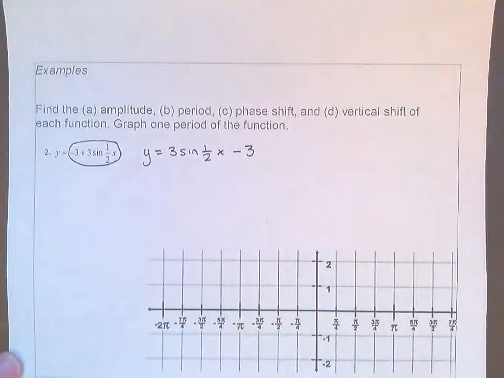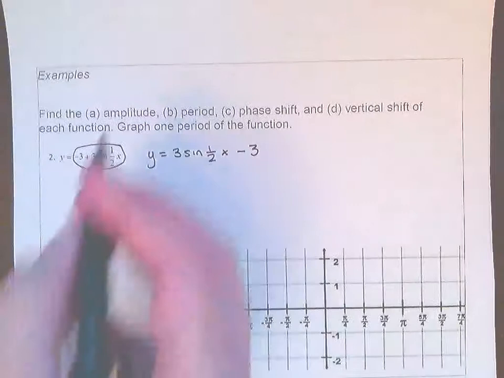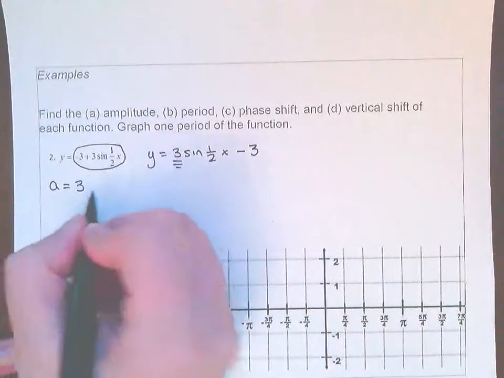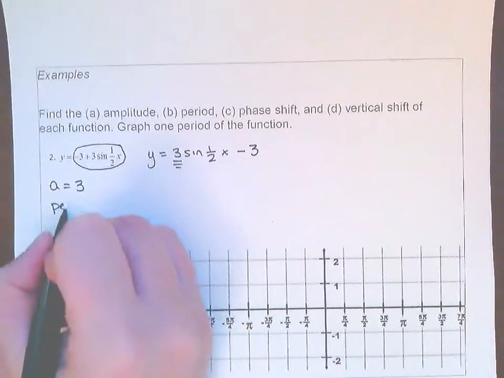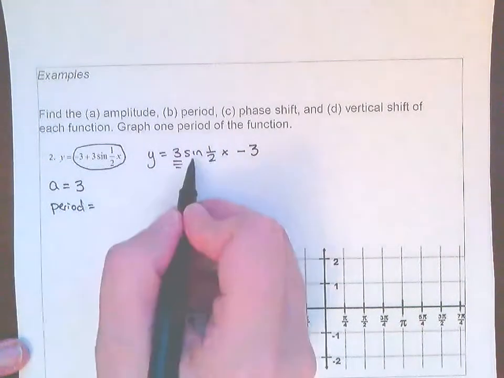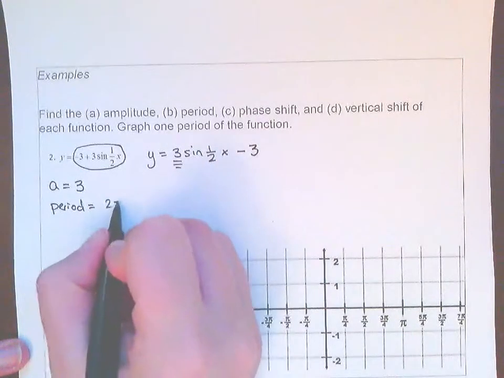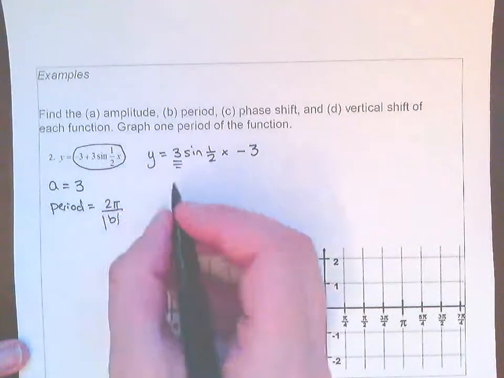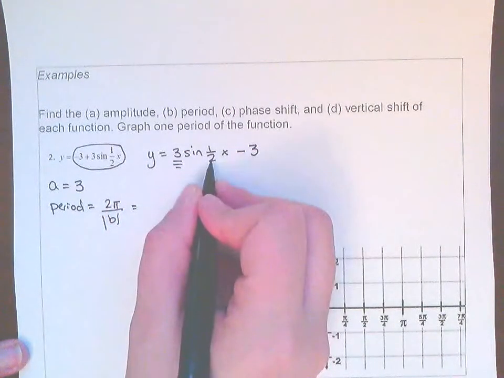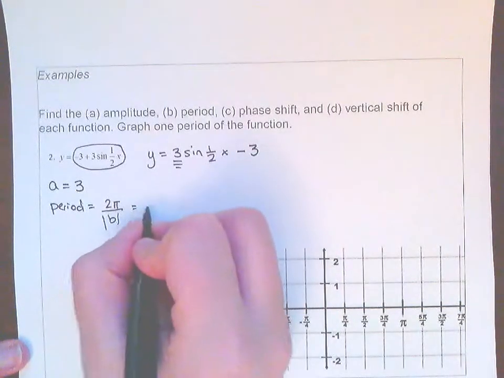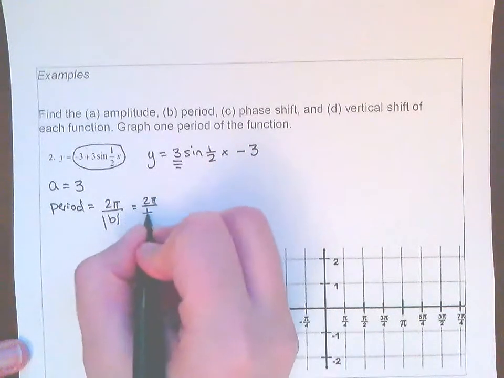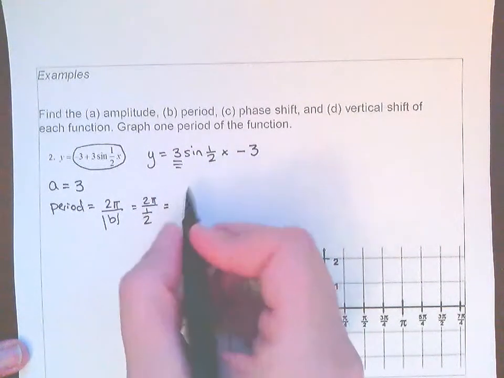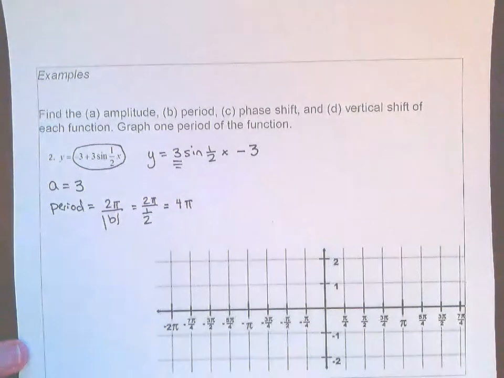Okay, excuse that interruption. So now let's identify the amplitude. The amplitude here again is 3. Our period, since it's a sine function, is going to be 2 pi over the absolute value of b, and in this case b is 1/2, so it's 2 pi over 1/2, which is equal to 2 pi times 2 over 1, which is 4 pi.